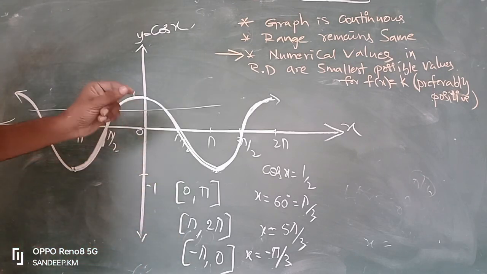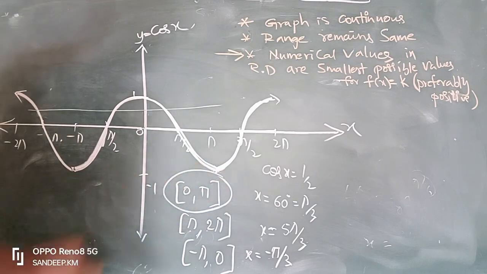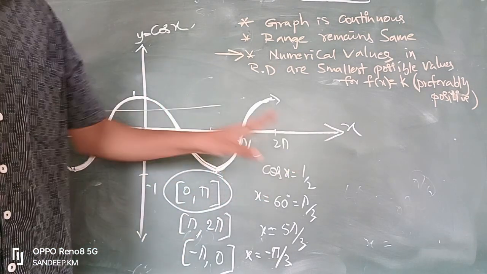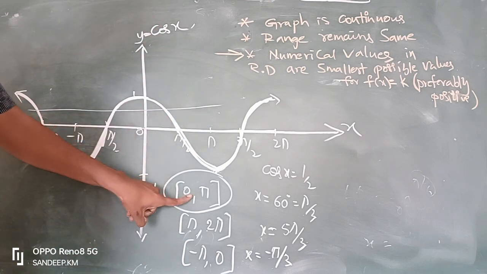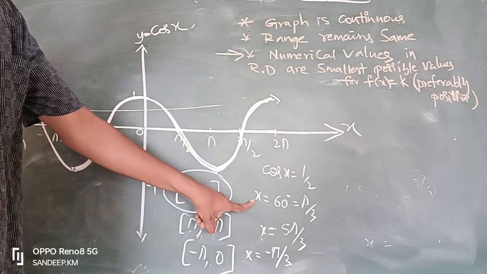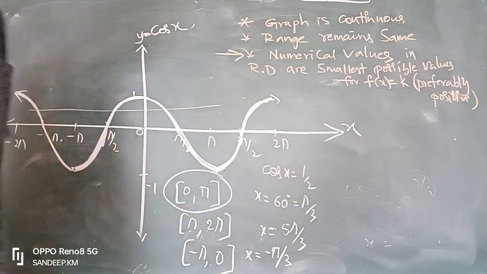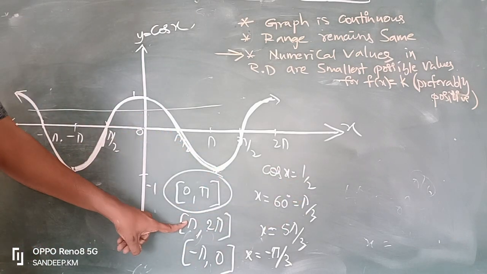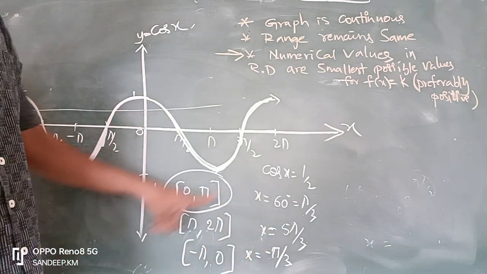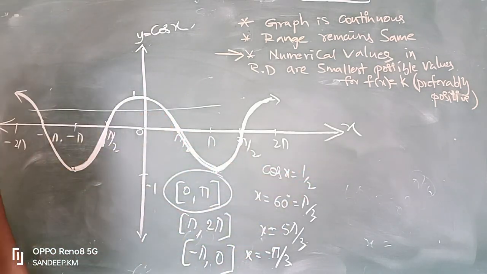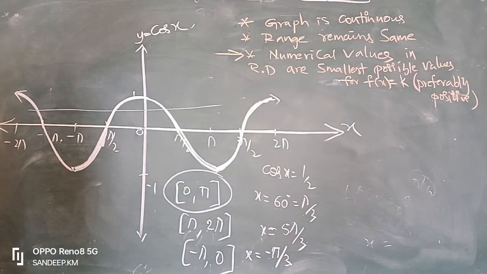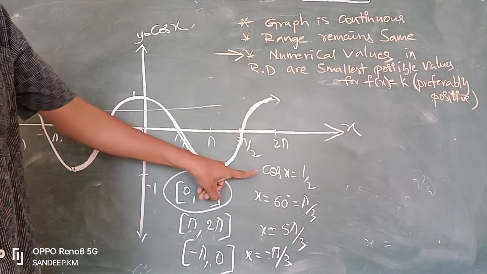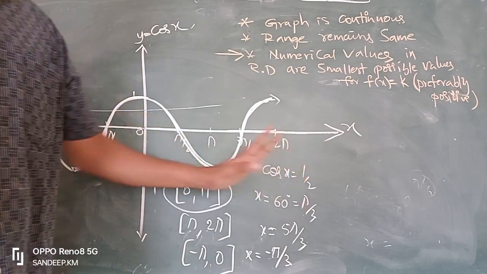But why are we choosing 0 to pi as the restricted domain? I have told you, for example, for cos x equal to 1/2, in this particular domain the x value will be 60 degrees, that is pi by 3. In this domain, the x value is going to be 5 pi by 3, and cos 5 pi by 3 is also 1/2. And in this domain, the x value is minus pi by 3, and cos of minus pi by 3 is equal to 1/2.